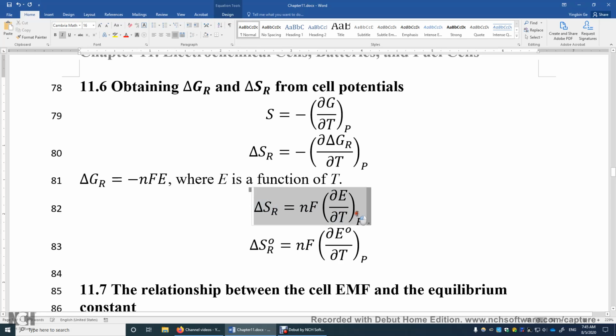So why this equation? It comes from this equation. You just replace delta G_r, the Gibbs energy of reaction, with negative nFE, and then you take out negative nF. You have this nice equation for the entropy of reaction. If you happen to measure this E, the cell potential, with all chemicals in the standard state, then you will get the entropy of reaction in the standard state.